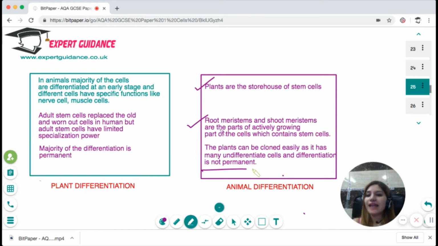Okay. Now in animals, majority of the cells are differentiated at a very early stage. Whereas in plants, they get differentiated at a very late stage. In animals, they are already specialized to form a nerve cell or a muscle cell. Now, adult cells replace the old and worn out cells in humans, but they also have limited regeneration and specialization power. And as the majority of the differentiation is permanent, the cloning of animals is difficult. So this is what happens in animal differentiation, and this is plant differentiation.